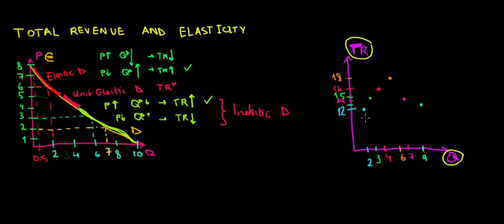So for instance, if we look at the quantity demanded of 2, when the quantity demanded is 2, the price is 6. So the total revenue, which is equal to the price times quantity demanded, would be equal to 2 times 6, so it would belong to the point of 12. So we plot this point.